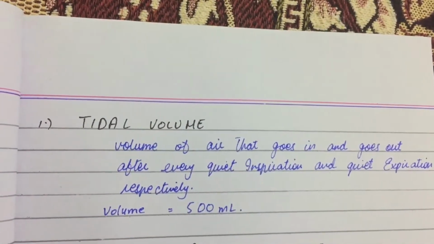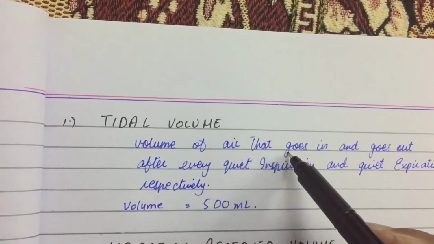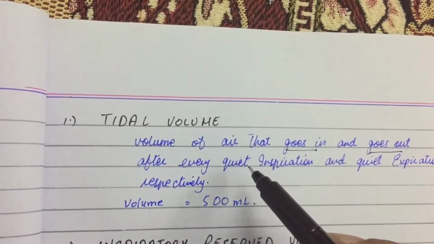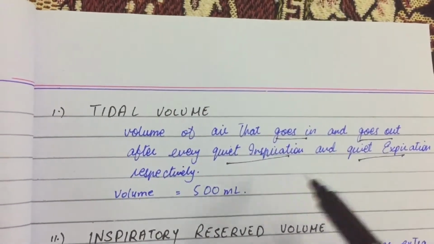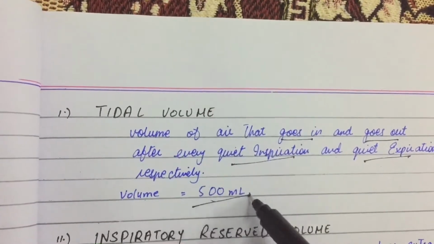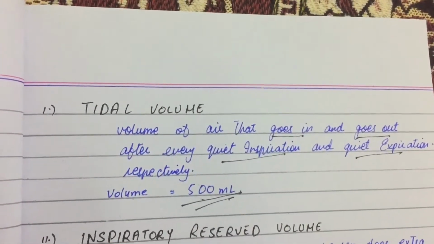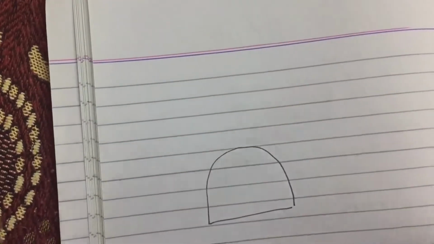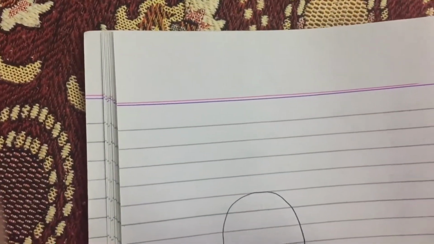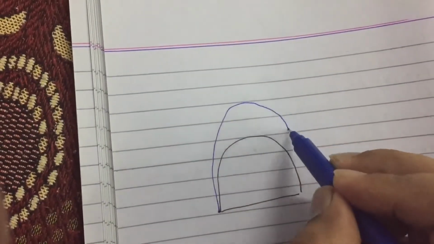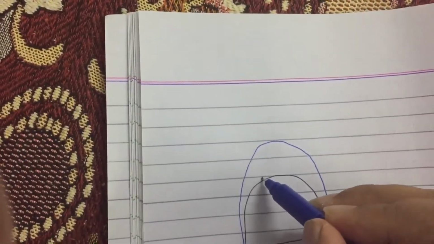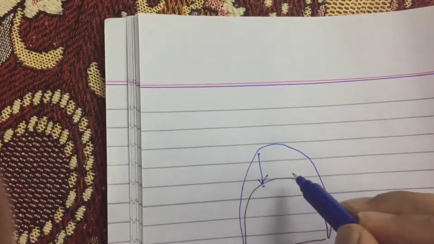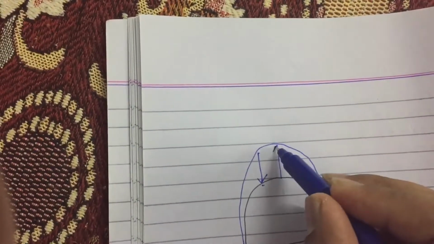The first term is tidal volume. It's the volume of the air that goes in and goes out after every quiet inspiration and quiet expiration, respectively. The volume is 500 milliliters. So it basically means that the normal breathing that we're doing is the tidal volume. And here I'm going to show it graphically. Imagine that this is a beautiful hypothetical lung, and on top of it we are going to add the tidal volume. Okay, so this is the air that came in during inspiration, and this is the air that left during the expiration.